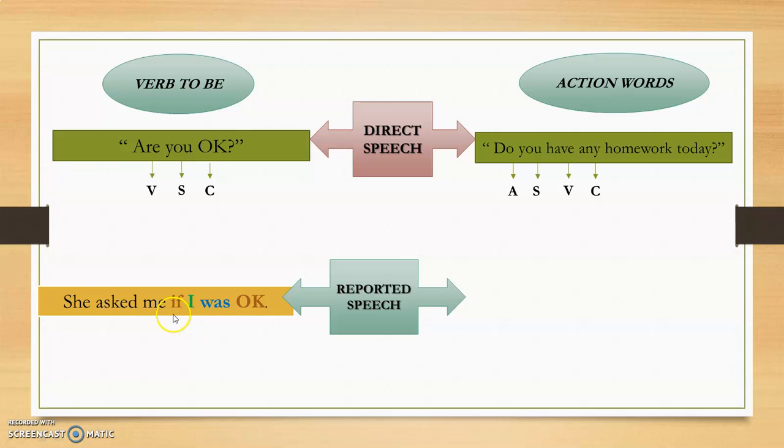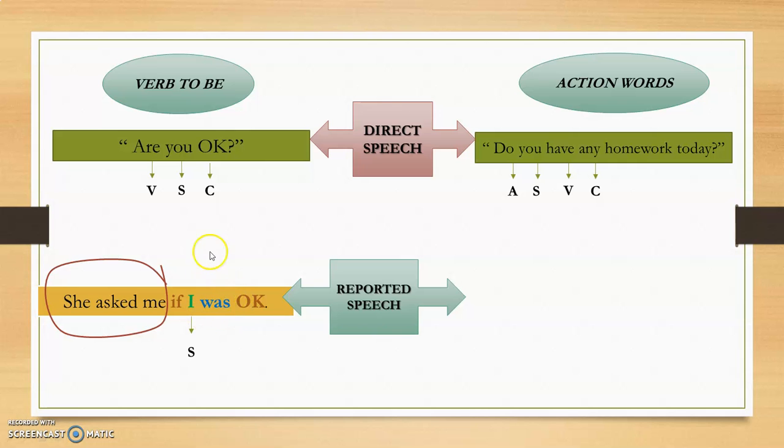Now pay attention to the structure. You have to use an introductory sentence. She asked me. On this occasion, we are talking about yes/no questions. For that reason, we have to use if for any question. And now pay attention to what happened with the order of the sentence. I, because on this occasion the question is for you, and obviously I am asking about me. So I is the subject.